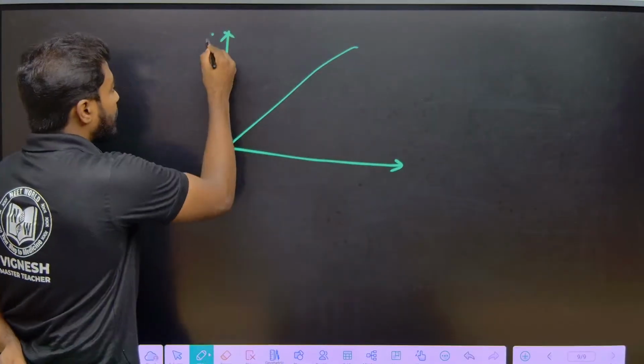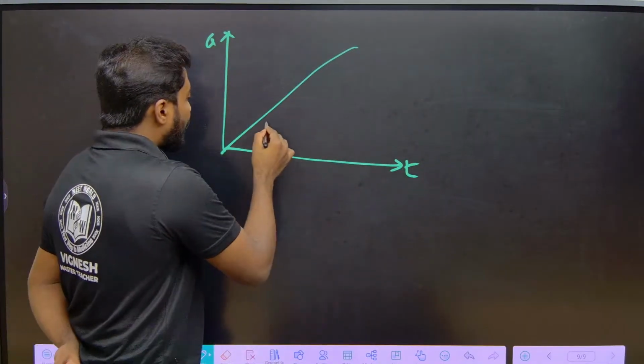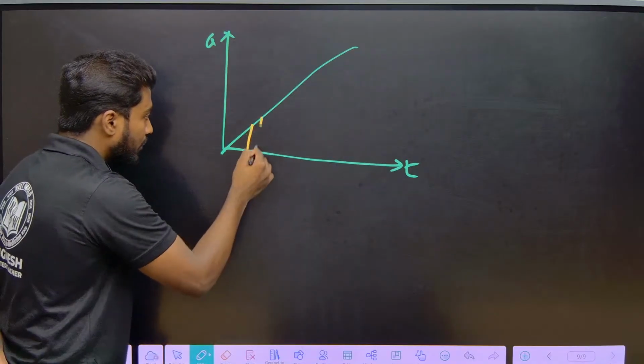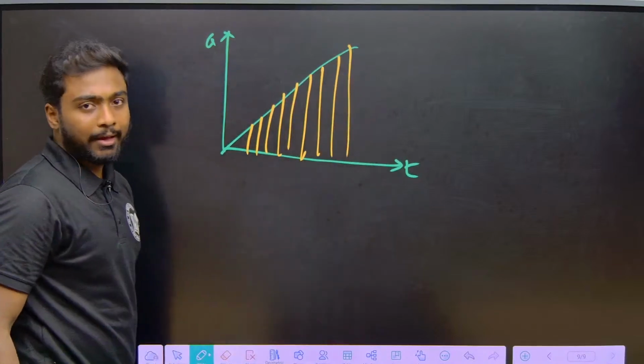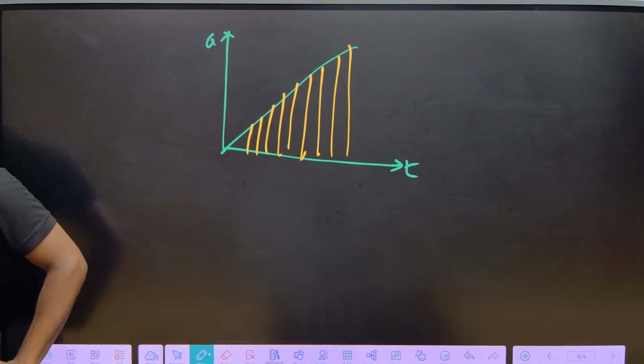Okay, see, this is A and this is T. If I talk about the area, this is the area, right? So what is the meaning of area in this case?